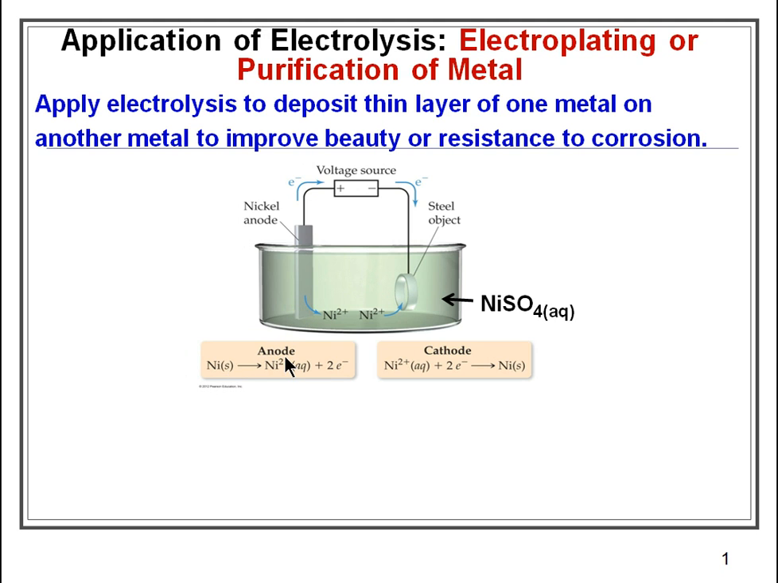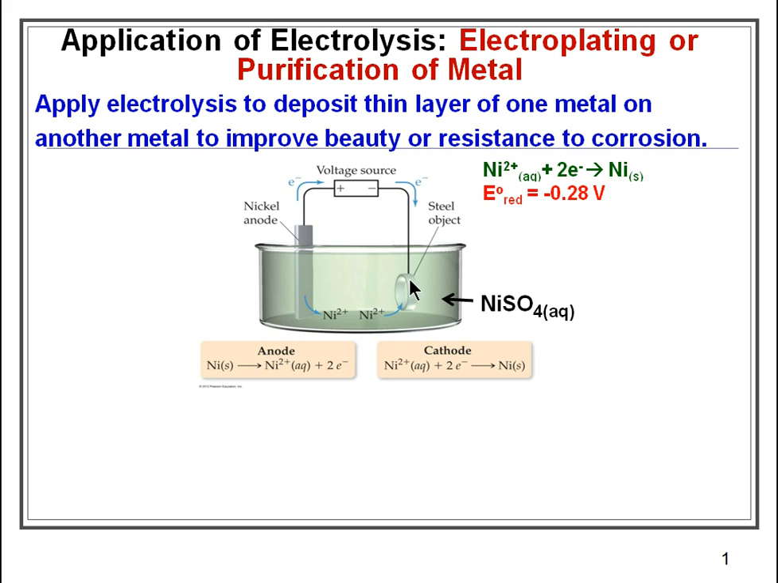Number one is the oxidation of nickel solid into nickel ion, and two electrons will be lost, and those electrons will travel from the anode to the cathode, and then the nickel ion will be reduced by taking these two electrons and will deposit on the steel as nickel solid. So we have to see that there are two reactions possible at these electrodes.